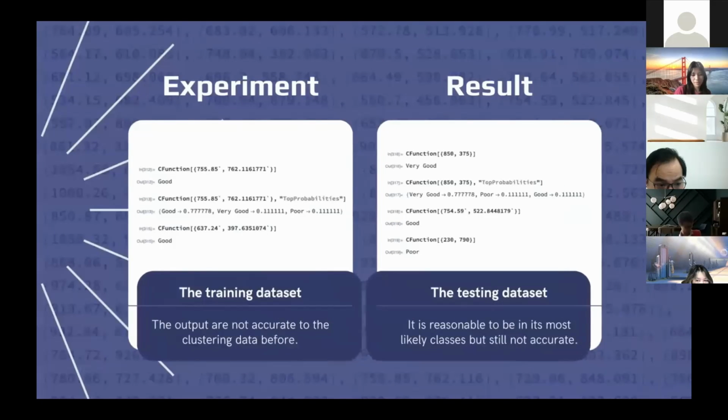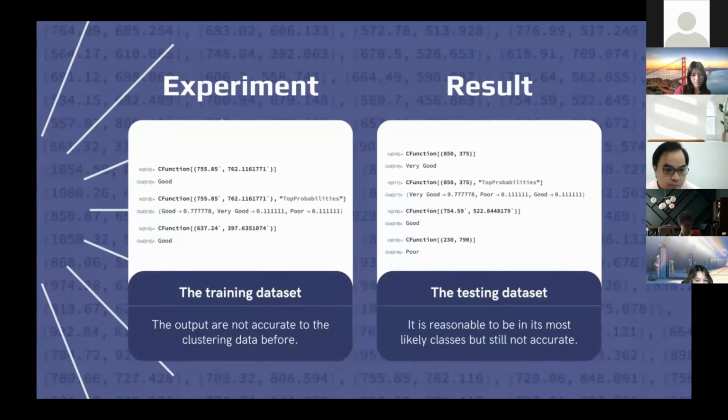For the experiment, I used a training data set where the outputs are not accurate relative to the earlier clustering data. And for the result, I used a testing data set to compare. Some outputs are reasonable as the most likely cases, but some are still not accurate.